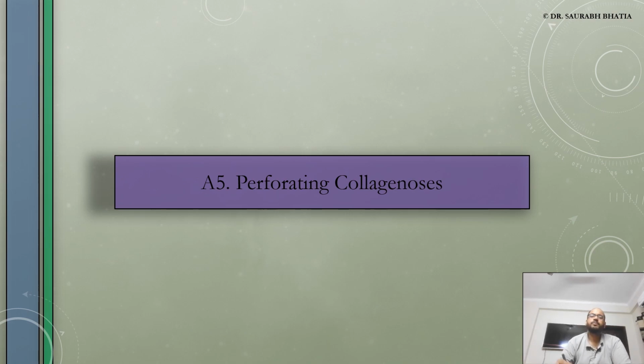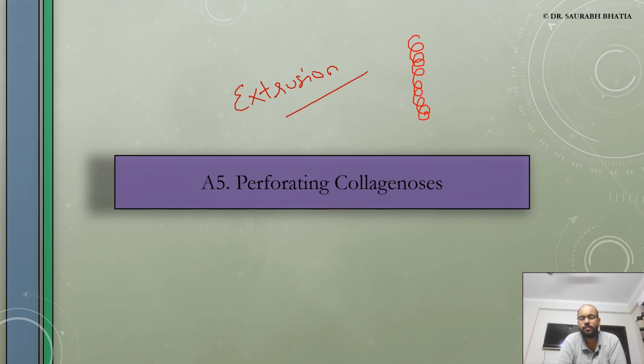The fifth subtopic is perforating collagenoses. In this disorder, there is extrusion. The word is extrusion. Extrusion means pushing out. If you have seen people making jalebis, they have a pouch and there's a hole in the pouch, and from here the batter comes down into hot oil or ghee and you have jalebis. This process of pushing out things is known as extrusion.